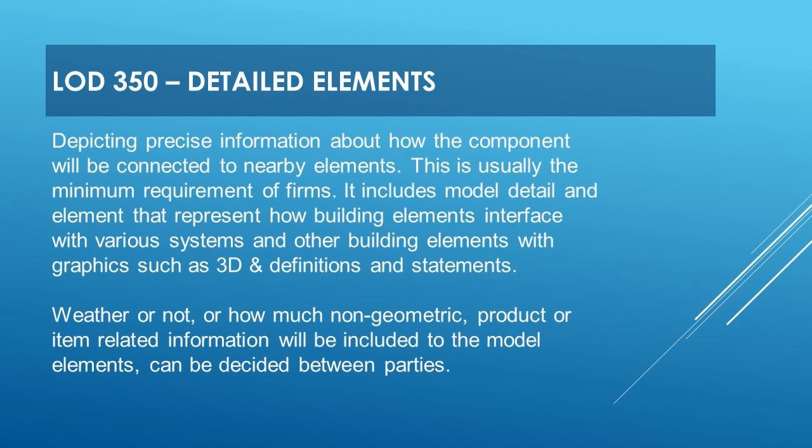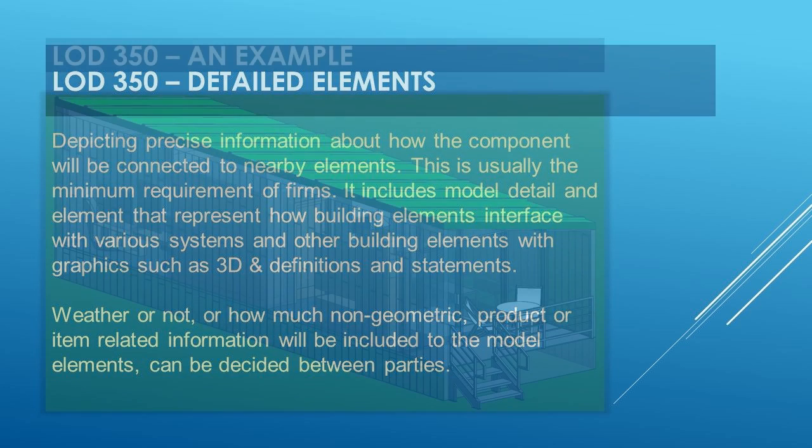LOD 350, Detailed Elements. Depicting precise information about how the component will be connected to nearby elements. This is usually the minimum requirement of firms. It includes model detail and elements that represent how building elements interface with various systems and other building elements, with graphics such as 3D, definitions and statements. Whether or not, or how much non-geometric, product or item related information will be included in the model elements can be decided between parties. Here is an example of LOD 350.